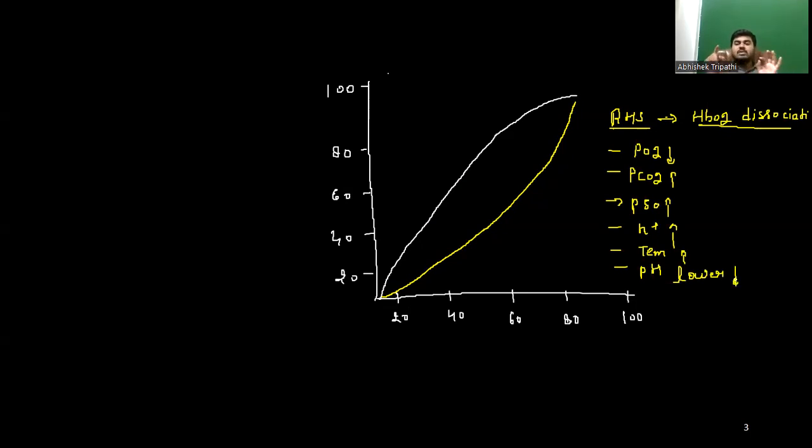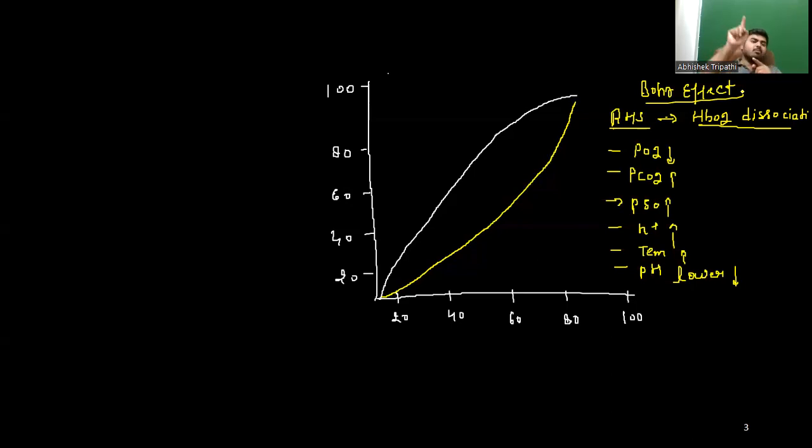Is that clear? So this is a right hand shift curve, and it is called the Bohr effect. This is called the Bohr effect. So the right hand shift curve indicates the oxyhemoglobin dissociation curve.